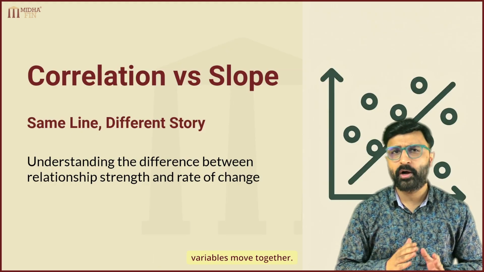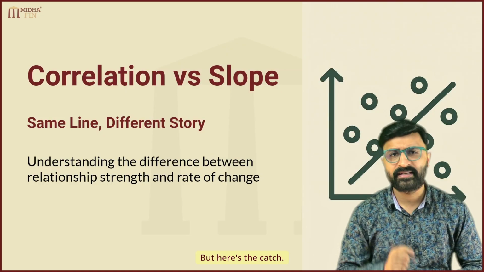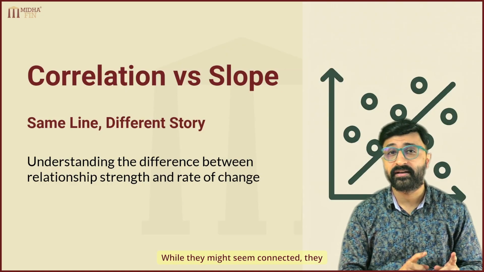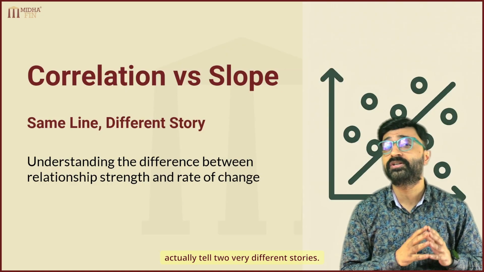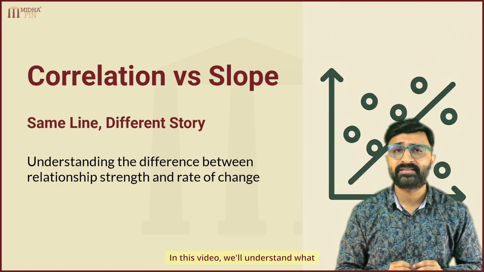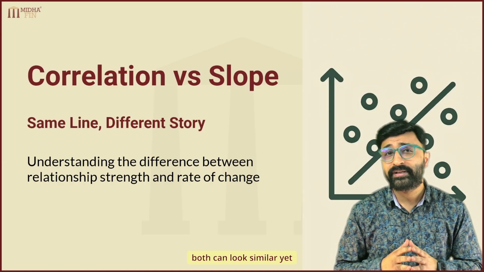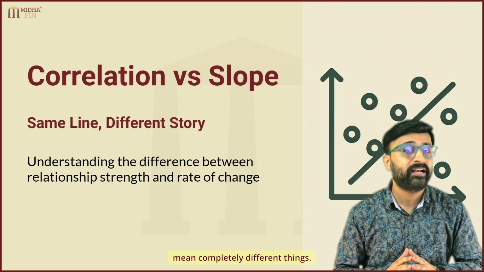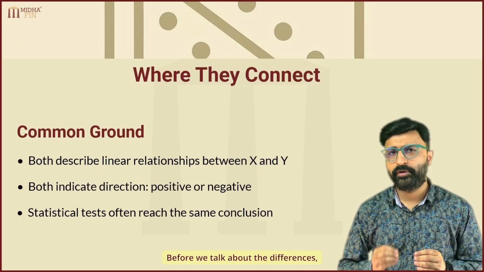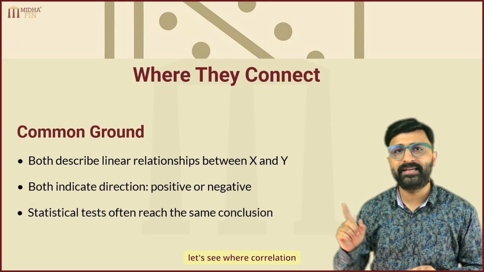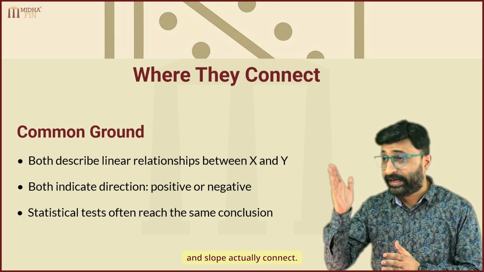We often talk about correlation and slope when analyzing data. Both describe how variables move together. But here's the catch. While they might seem connected, they actually tell two very different stories. In this video, we'll understand what correlation really means, what slope represents, and how both can look similar yet mean completely different things. Before we talk about the differences, let's see where correlation and slope actually connect.